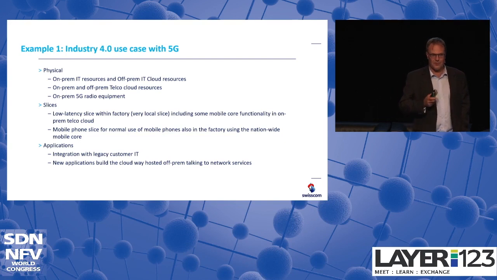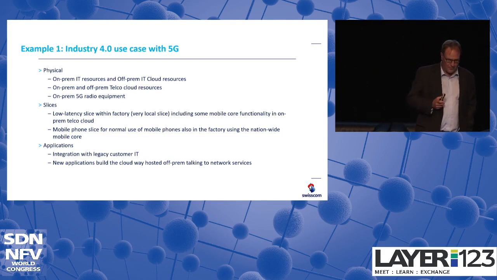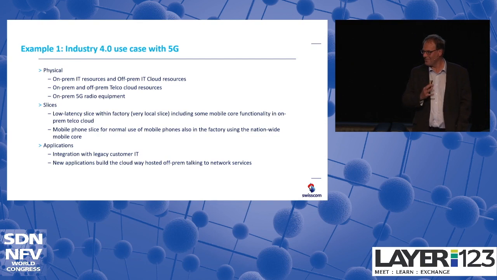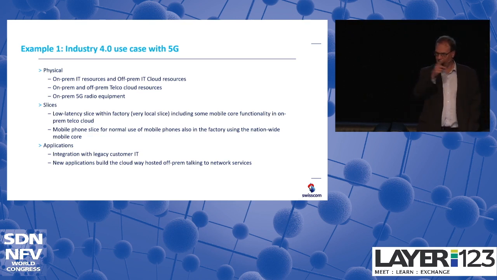There's a bit of off-prem telco cloud resources needed as well, because it needs to integrate into the rest of our mobile network. It's still our frequency which is used in that factory. And the on-prem 5G radio equipment needs to be managed. Even in the POC we used just LTE equipment, but it doesn't really matter. It's radio equipment, so that's the physical side. What you see is a mix of having stuff on-prem and off-prem. That's what I'm saying: if the edge is there, then you need to orchestrate across the whole thing.